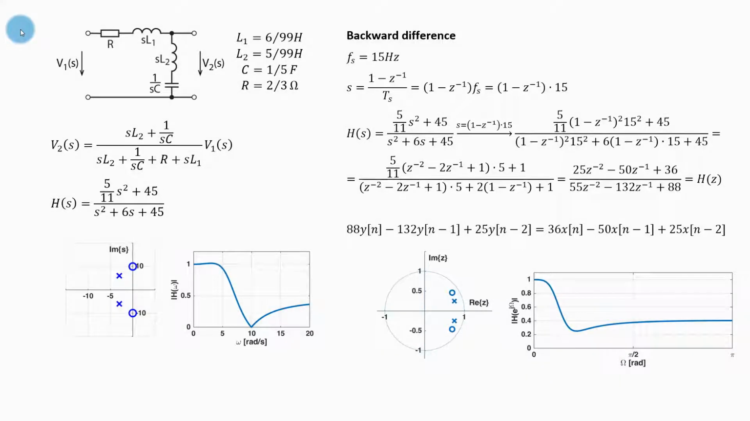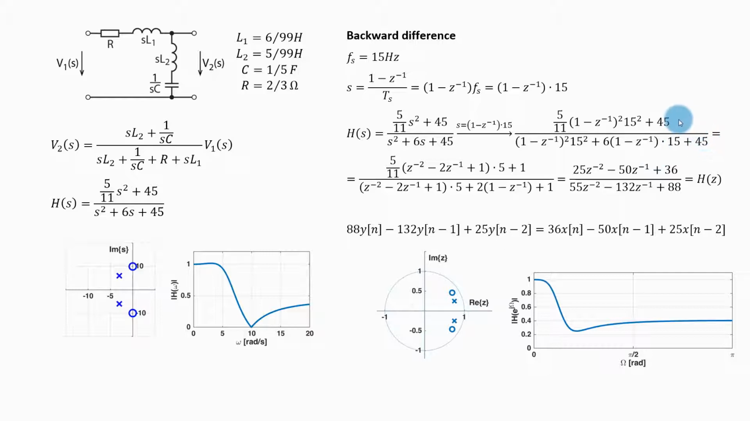Now the backward difference. I have the same continuous time system, except now I will do the discretization using the backward difference. When I want to do the backward difference, I need to substitute this expression for S in the transfer function. When instead of the sampling period I use sampling frequency, I will get this, and when I substitute 15 Hz for the sampling frequency, I will get this. So this is the transfer function of my continuous time system. I will make this substitution and that will give me this.